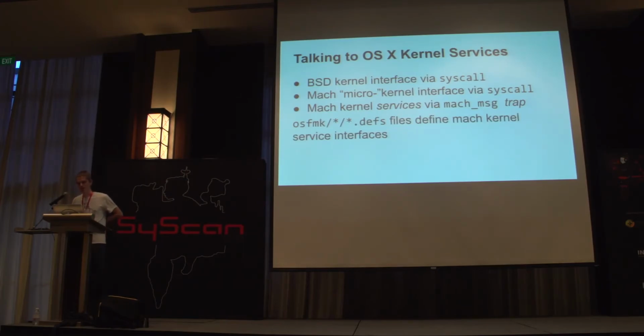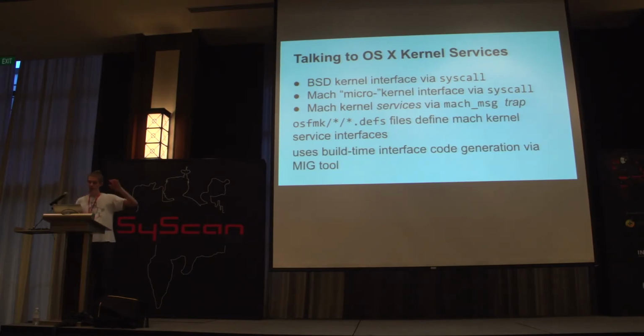So the interfaces for all of these services are defined in these interface definition files. And this is where you can find them in the XNU source code, which you can get from opensource.apple.com. And the way these work is that when you actually compile your kernel, it takes all of these interface definitions and runs this MIG, Mach interface generator tool, to generate serialization and deserialization code, as well as just C header files that you can include.